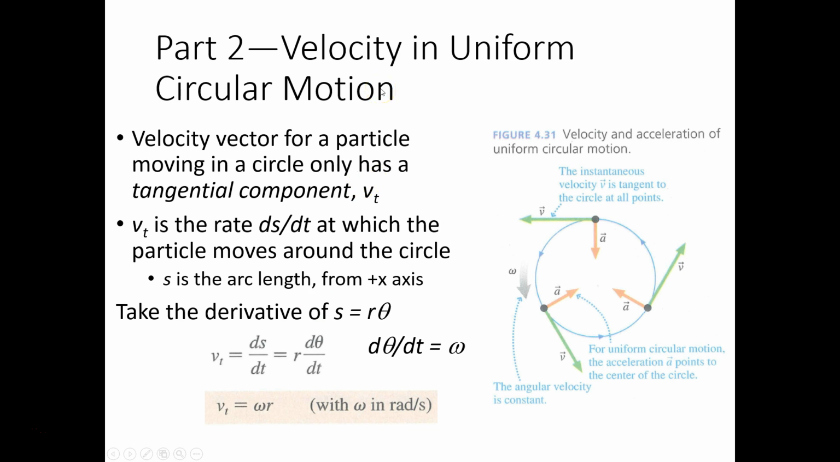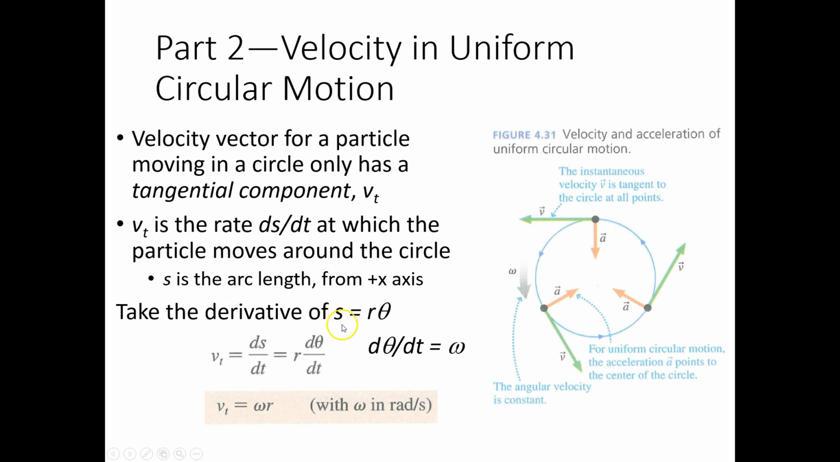For part 2, this is section 4.6 in your book. This is velocity in uniform circular motion. So the velocity vector for a particle moving in a circle only has its tangential component. So we said that here's its tangential component. Vt is really the change in that arc length divided by the change in time through which that particle moves around the circle. And remember, we did say s is the arc length here.